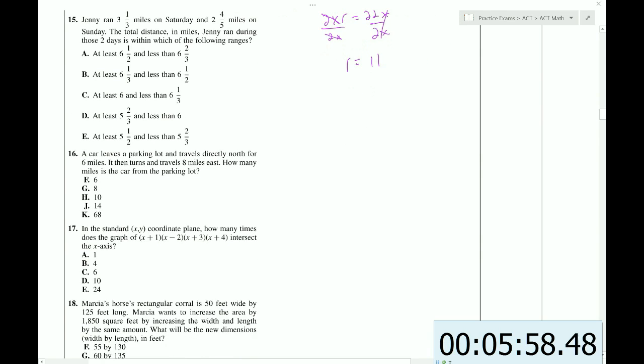Jenny ran 3 1/3 miles on Saturday, 2 4/5 on Sunday. What's the total amount of miles? Well, 3 and 2 is 5, so then we just have to add 1/3 and 4/5. We do a cross multiply method. We get 5 plus 12 over 15, 17 over 15, which is 1 and 2/15. Tack that onto 5 and we get 6 and 2/15.